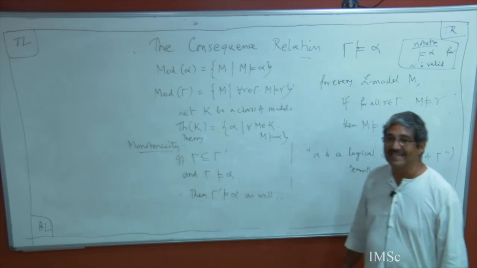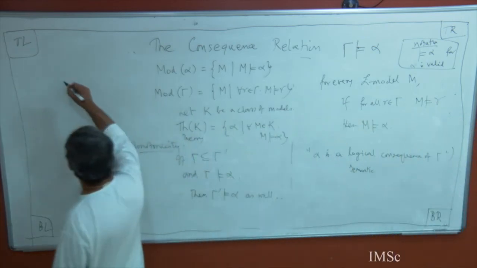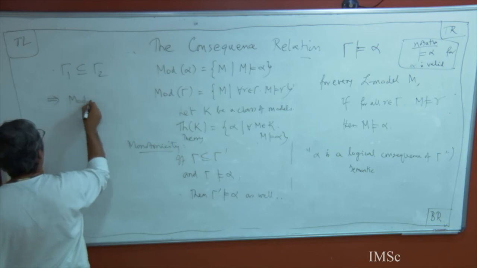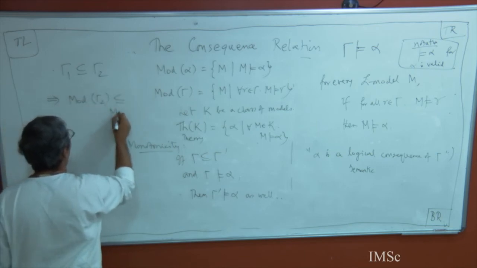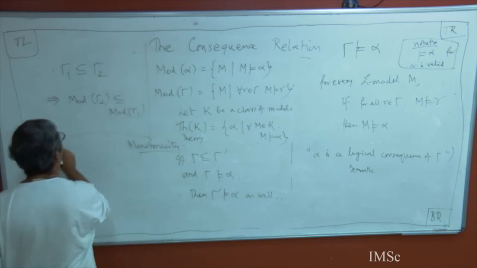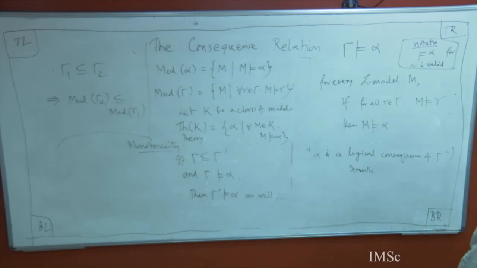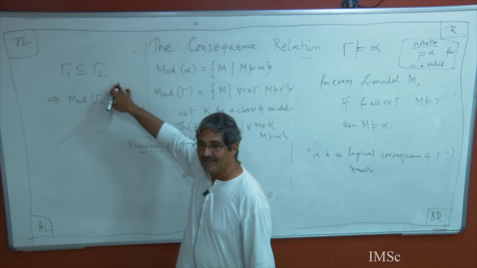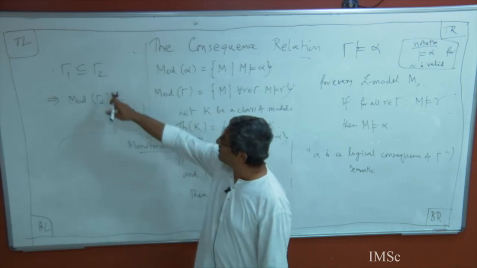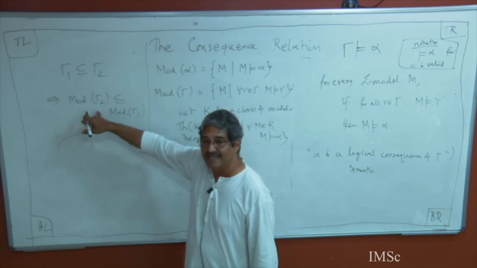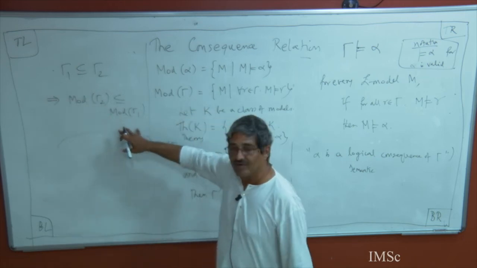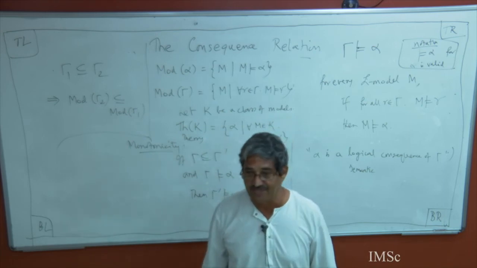Now, monotonicity is saying something very interesting here. It should be easy to see that if gamma 1 is contained in gamma 2, then mod gamma 2 is contained in mod gamma 1. The mod map is anti-monotone. Why? Suppose gamma 1 is contained in gamma 2. Consider any model that makes all of gamma 2 true. Since it makes all of gamma 2 true, it makes all of gamma 1 true, therefore it's in mod gamma 1.